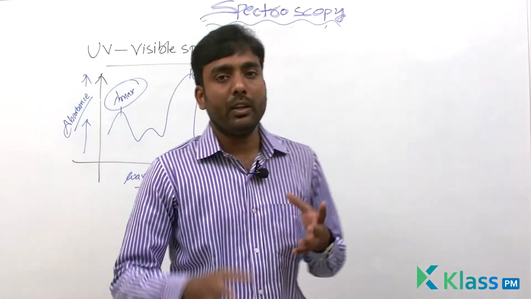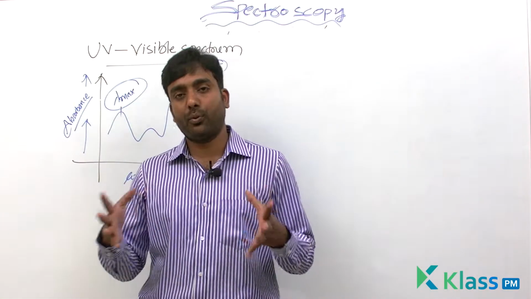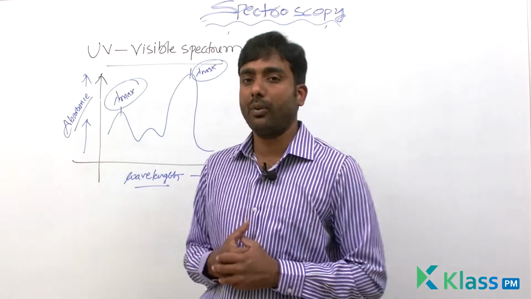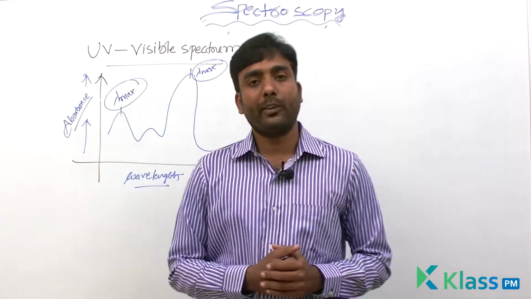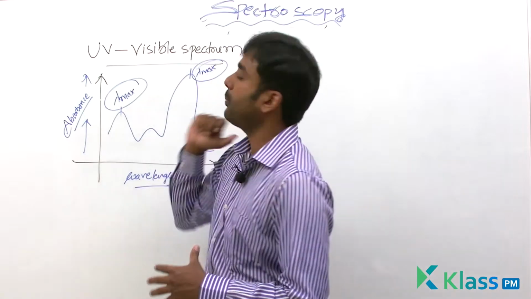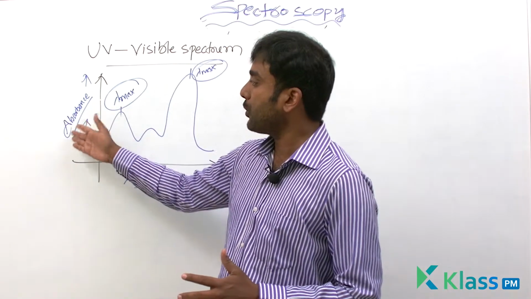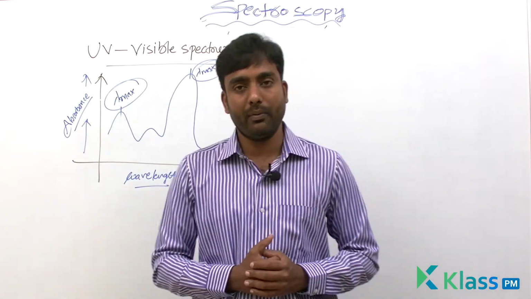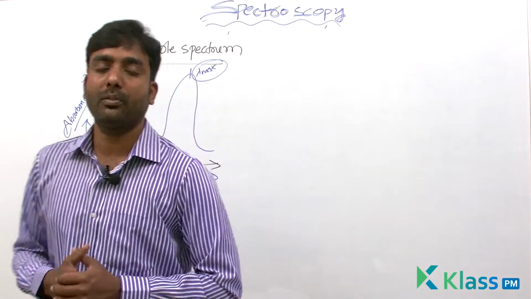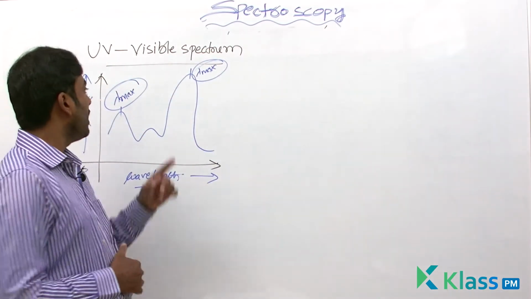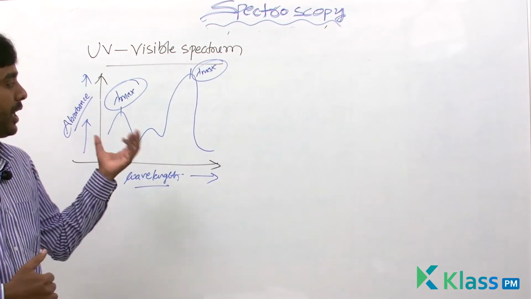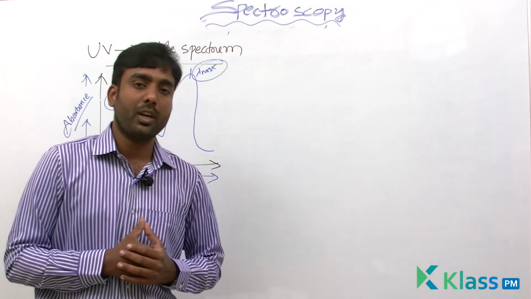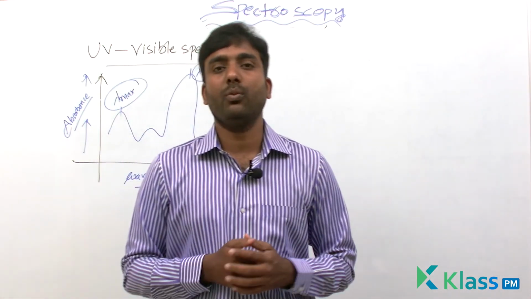This is the UV visible spectrophotometer, and the information we get from it is the UV visible spectrum, which is nothing but a simple graph between absorbance and wavelength. Where the maximum absorption takes place, that wavelength is called lambda max, and there can be one or multiple for a particular compound in the range of different wavelengths.